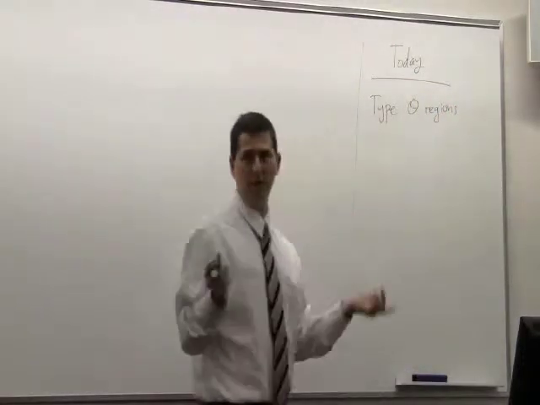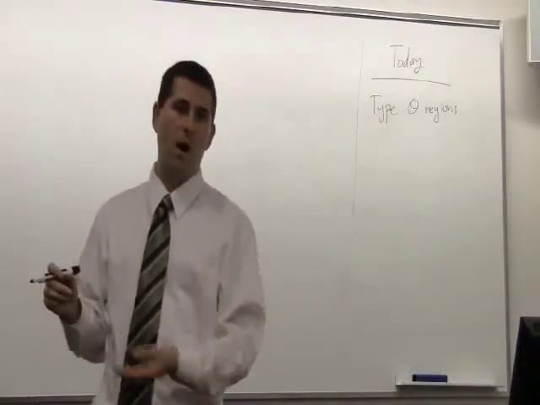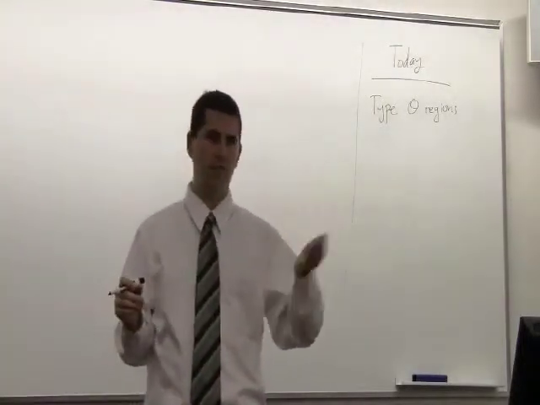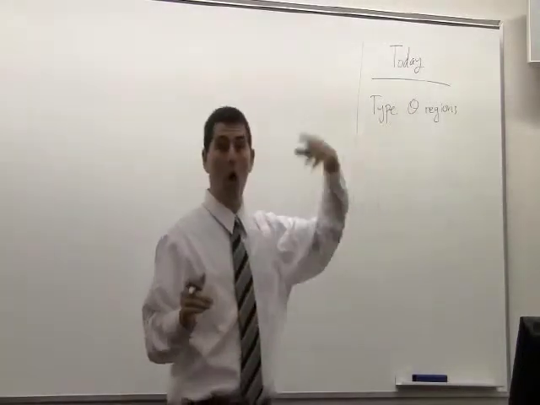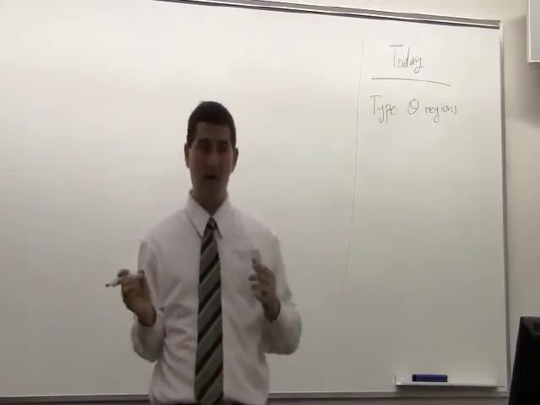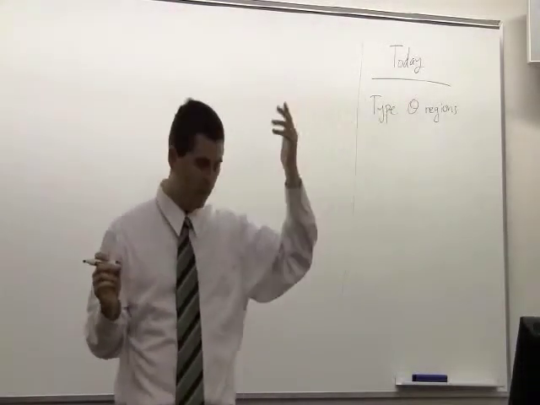So remember, type X region meant that the Y coordinate was bounded by a function of X. And a type Y region said that the X was bounded by functions of Y. So type theta regions is where the R, because remember in polar coordinates you have an R and a theta, is going to be bounded by a function of theta.